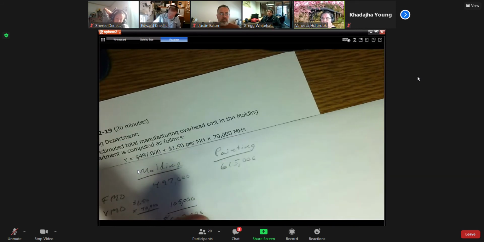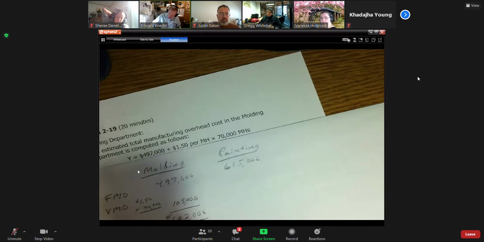manufacturing overhead costs. Yeah. And we're going to divide that by the allocation base, machine hours, correct? And what do they estimate the machine hours to be? We had to take the $1.50 times X, the number of hours, and that would give us the 105,000, correct? So it's 70,000 machine hours, right? $8.60.